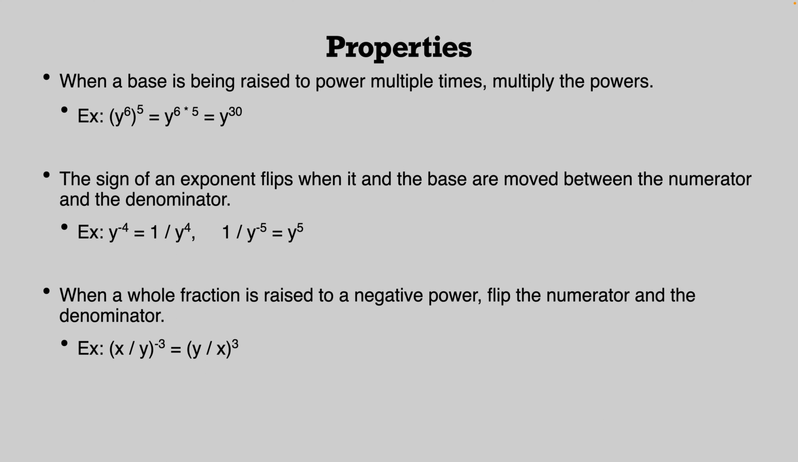So a few more properties here. When a base is being raised to a power multiple times, you just multiply the powers. So you see y raised to the 6th power, and then you see that y to the 6th power raised to the 5th power, and that's going to be equivalent to y being raised to the 30th power.